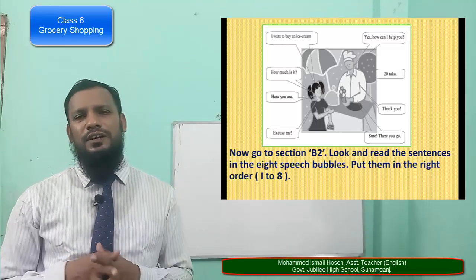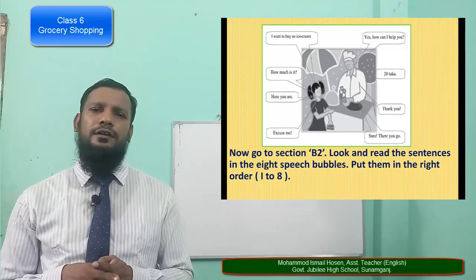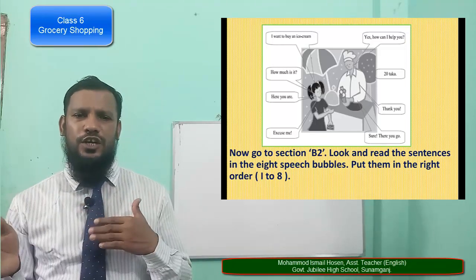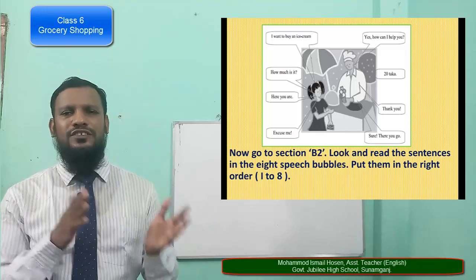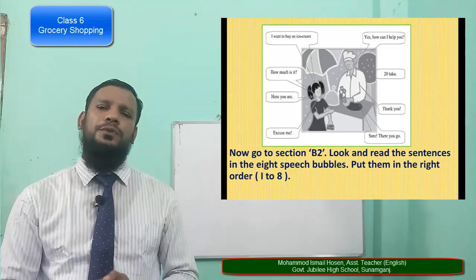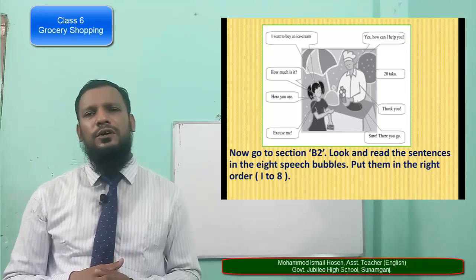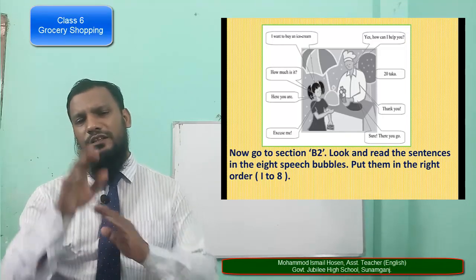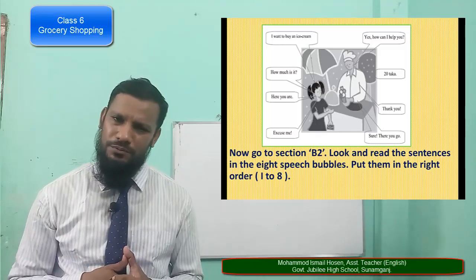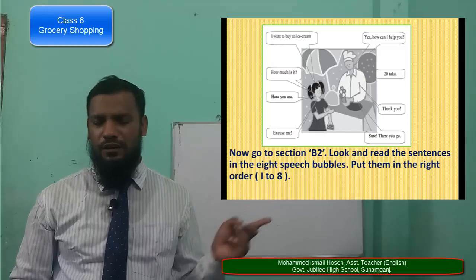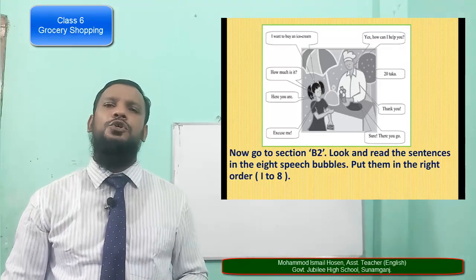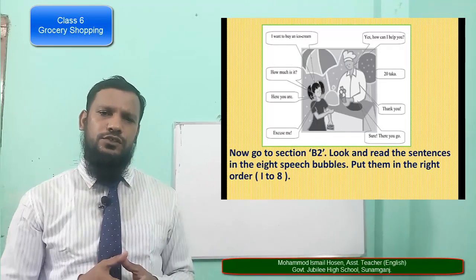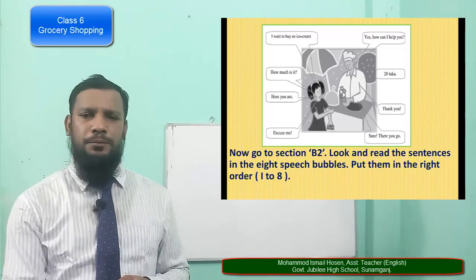So let's read first. I want to buy an ice cream. Yes, how can I help you? How much is it? 20 taka. Here you are. Thank you. Excuse me. Sure. There you go. These are in jumbled order. That does not make the conversation clear. But you have to think which one will come first, and then rearrange them. We have seen in the last conversation, excuse me was first, isn't it? To draw someone's attention, we use excuse me. So excuse me will be first. I have arranged this for you. You can check your answer with me.